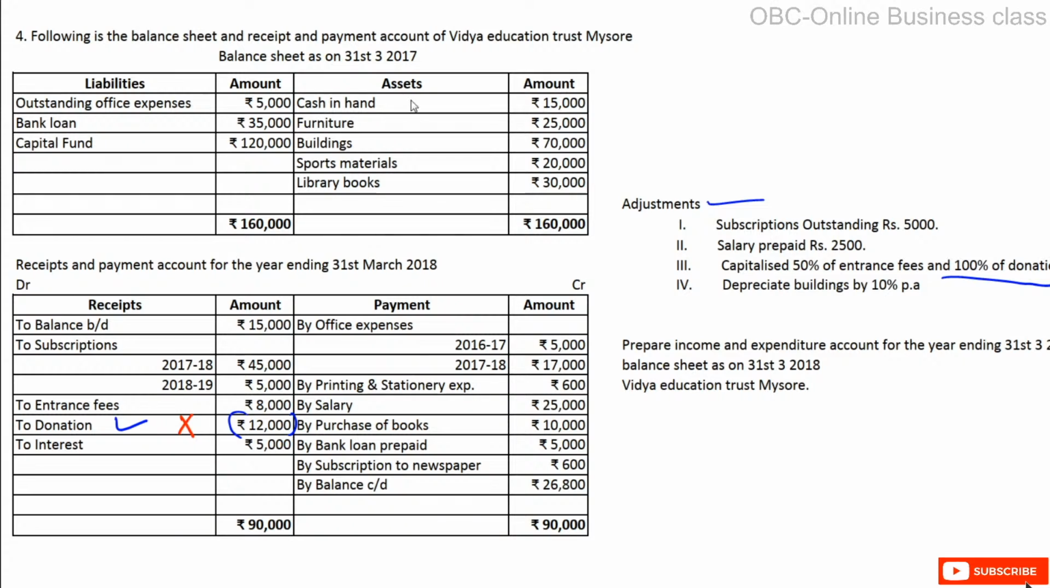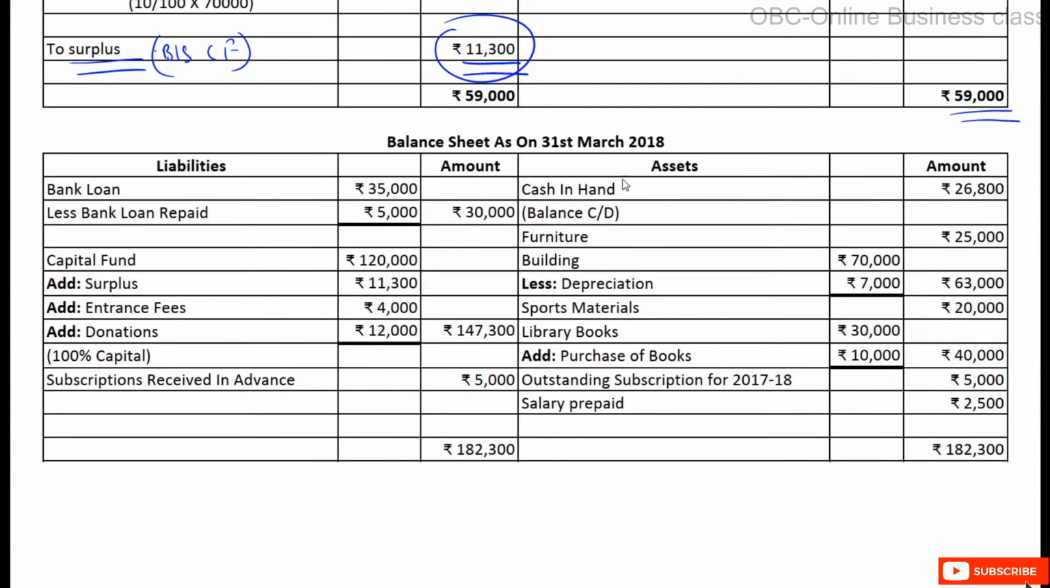Starting with the asset side, cash in hand, they have 15,000. Don't record this cash in hand. Students are often confused and record the 15,000 cash in hand in the next year's balance sheet. This cash in hand of 15,000 should not be recorded. Instead of that, you should record by balance carry down 26,800 as cash in hand for this year. So on the asset side, write cash in hand 26,800. This is from the by balance carry down of this year's receipts and payment account, or nothing but balance carry down.